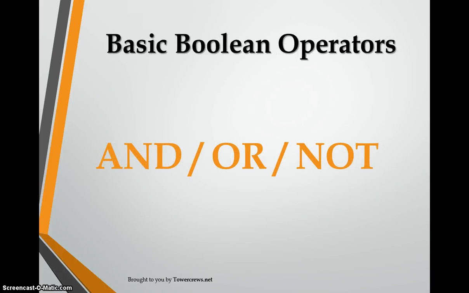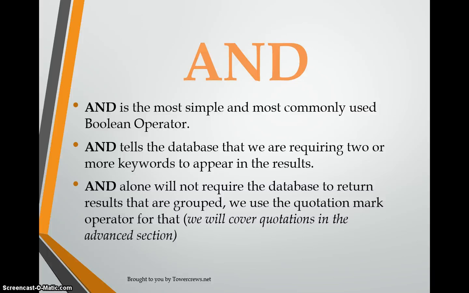There are several Boolean operators. Today we will be looking at the three most commonly used ones. The most commonly used Boolean operator is AND. We use AND to tell the database to only return results that have two or more of the keywords that you specify. It is important to note that using AND does not require the keywords to be side by side in the document. To accomplish this, we must use the quotations operator, which we will go over in the advanced Boolean logic tutorial. Let's take a look at an example.